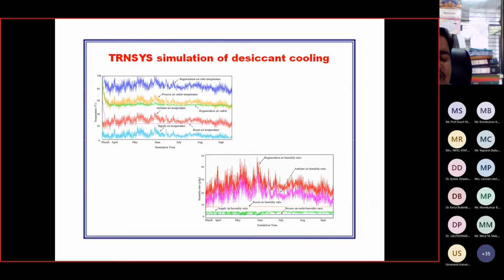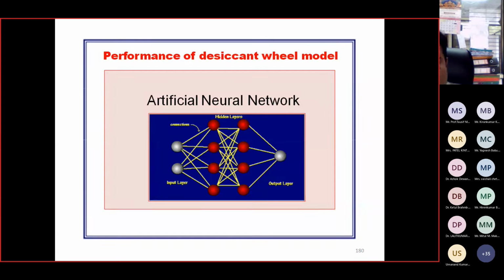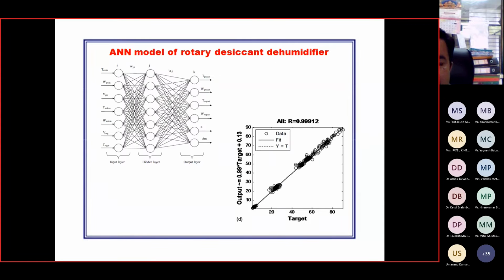Suppose I design my experimental setup here in India and I want to check it for Japan. The same is possible by calling the TMY, typical meteorological year, file for the ambient conditions of Japan. So you can predict the simulation result and simulate your system to know its performance in different conditions. Performance of the desiccant wheel model: you can model your system using an artificial neural network based on the primary data available with you, training your model with that data.